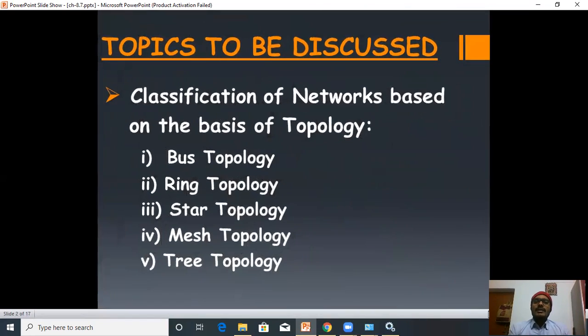Now, coming to this topic, today we will discuss classification of networks on the basis of topology. So again, computer networks can be classified on the basis of topology. And it can be of the following types, which are given in your book. First is the bus topology, second is the ring topology, third is star topology, fourth is mesh topology, and fifth is tree topology.